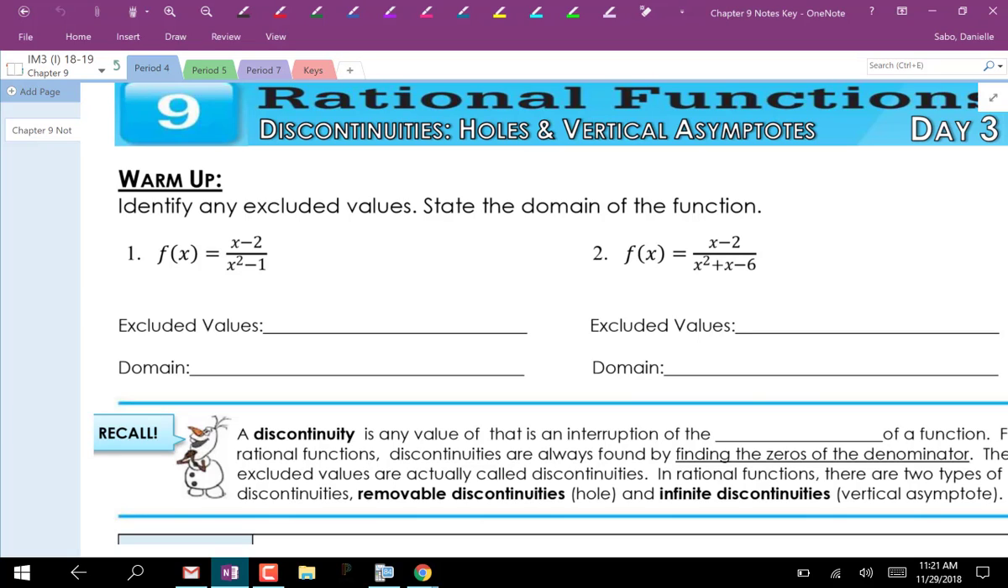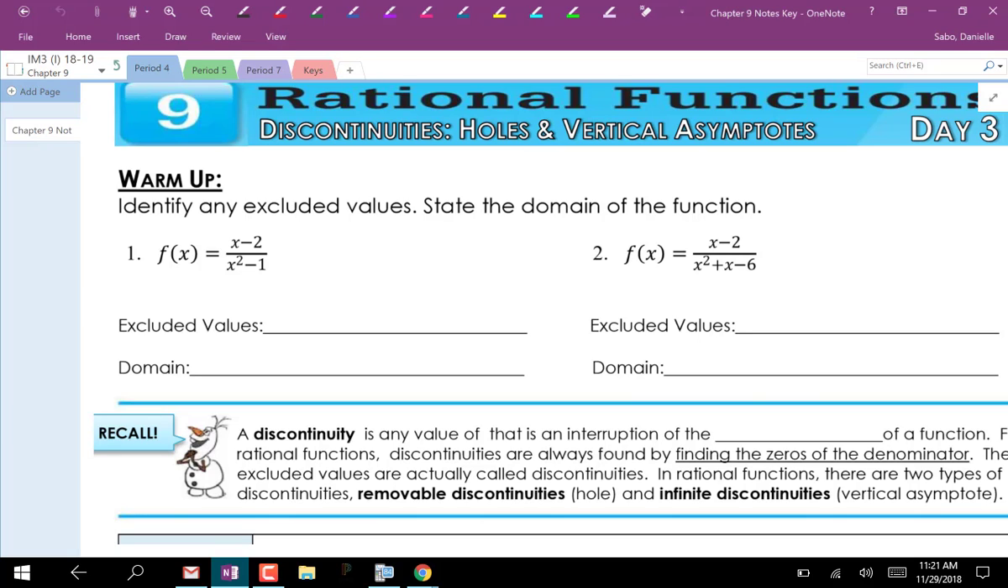I want to walk around, kind of see where you're at, but take a second and see if you could at least factor the top and bottom of these two things. If you need to go back in your notes, that's why you have them. Go back in your notes and see what we did for problems that look like this.